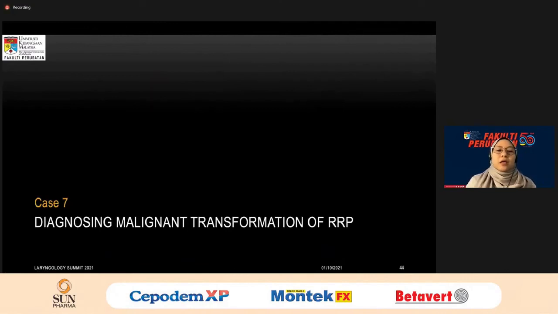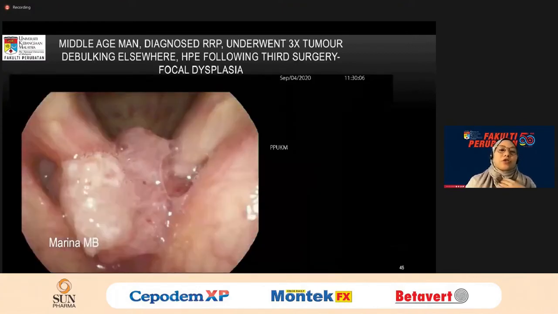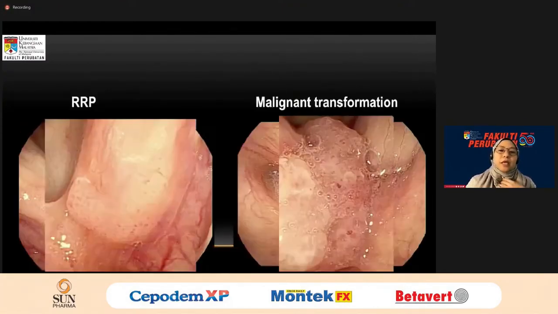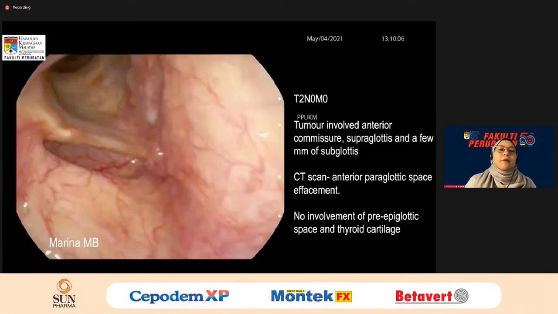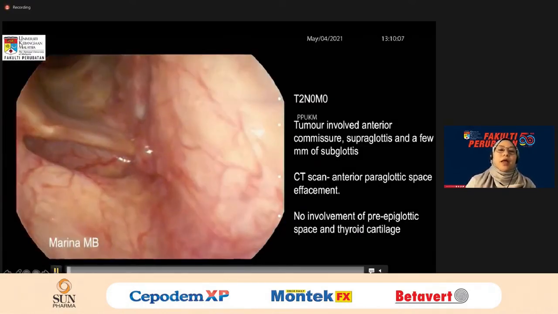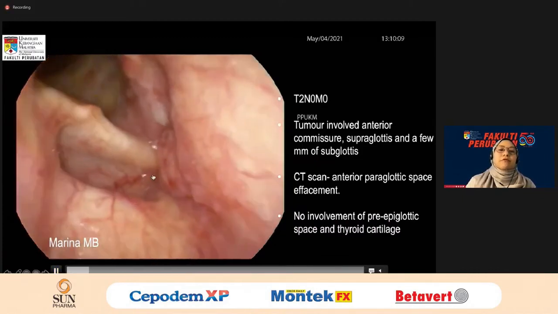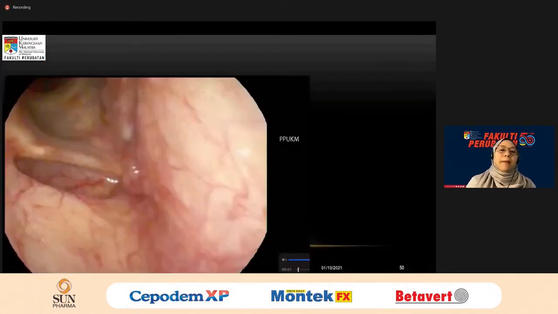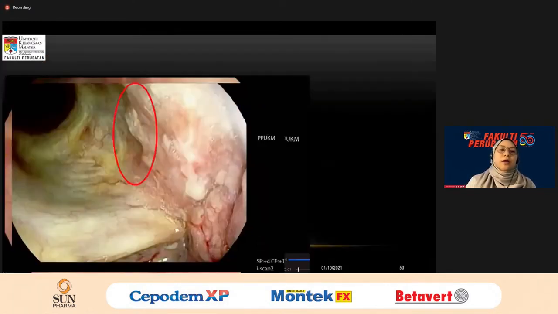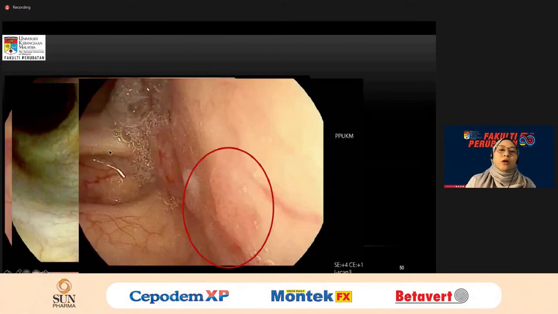Because we started a little late and we don't have time, I'm going to skip these slides. I just want to show this mapping of surgical margin in laryngeal carcinoma. This is a patient who has been biopsied and confirmed squamous cell carcinoma. With this technology, we can map the tumor, whereby we can see in the subglottic region there is a small lesion, and supraglottically we can see abnormal vascular pattern.